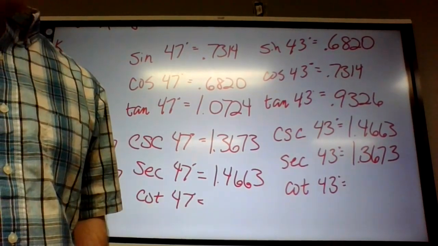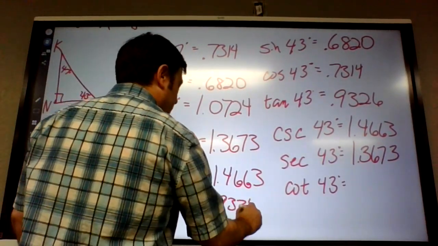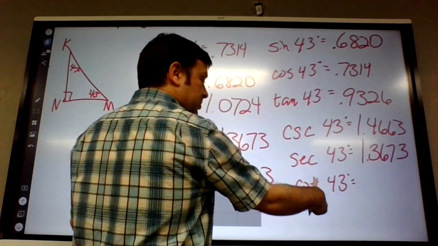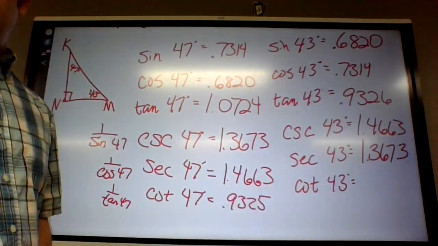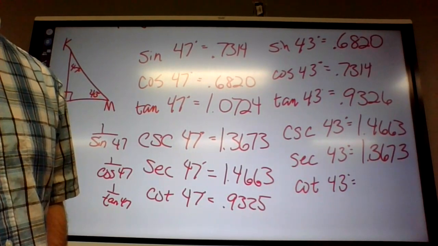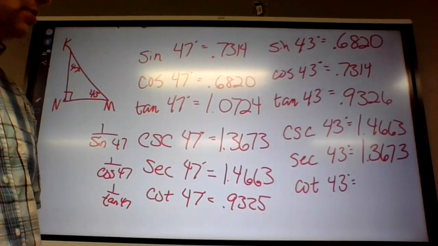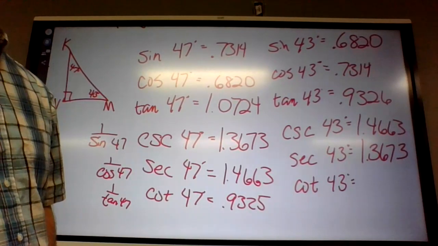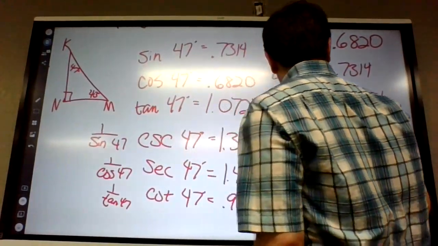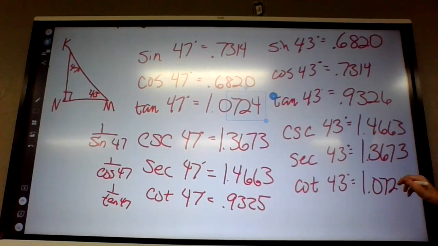Cotangent of 47.9325. Okay. Again, you could do 1 divided by that, like flip it upside down to get this, but I'd probably just plug in 1 over tangent of 43. And what does that come out to? Cotangent of 0.9325. Yeah, it'd be the same as this one. Or sorry, this one. This one, my bad. Because they're both like upside down of tangent.